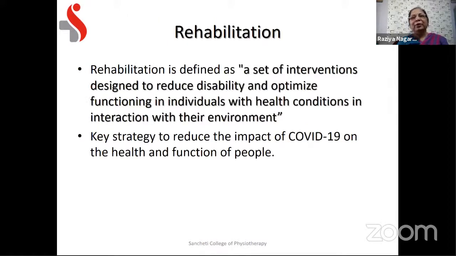Rehabilitation is a set of interventions designed to reduce disability which comes because of the COVID-19 manifestation in your different systems, and optimize functioning in individuals with health conditions in interaction with their environment. So the aim of rehabilitation is not only to reduce the disability caused by COVID-19, but to improve their functions and take them back to their normal lifestyle.